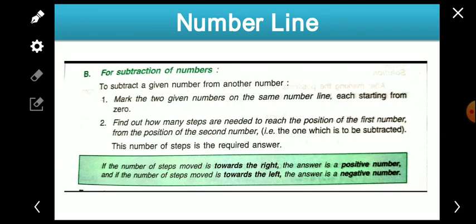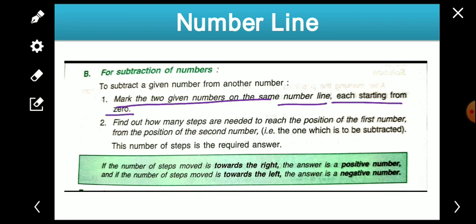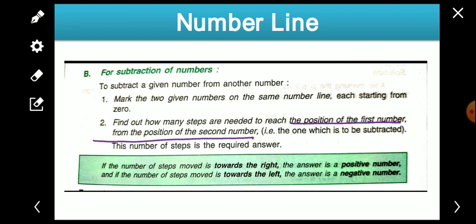Very simple it is. Now for the subtraction of numbers, how to subtract the numbers. We have learned how to add. Now we will learn how to subtract. To subtract a given number from another number, what will you do? Mark the two given numbers on the number line, each starting from 0. We will learn with an example. Find out how many steps are needed to reach the position of the first number from the position of the second number. First we will mark the two numbers on the number line. Suppose that this is the number line, and we will mark two numbers.